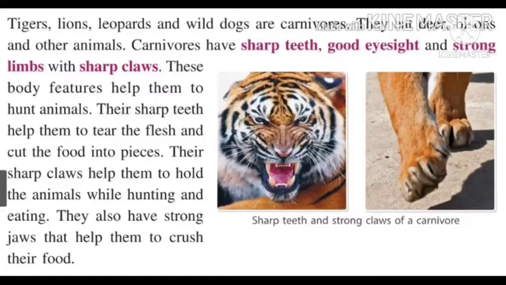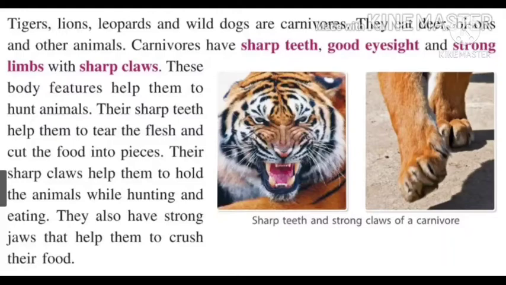Tigers, lions, leopards and wild dogs are carnivores. They eat deer, bison and other animals. Carnivores have sharp teeth, good eyesight and strong limbs with sharp claws. These body features help them to hunt animals. Their sharp teeth help them to tear the flesh and cut the food into pieces. Their sharp claws help them to hold the animals while hunting and eating. They also have strong jaws that help them to crush their food.